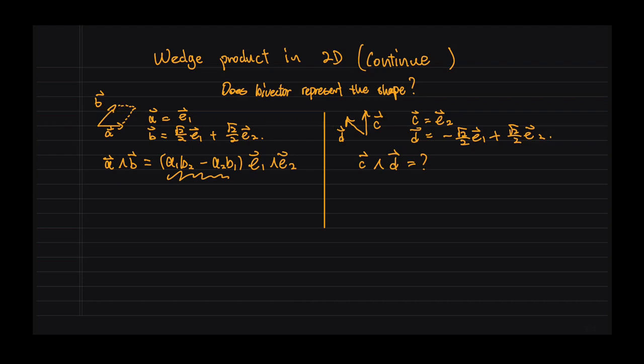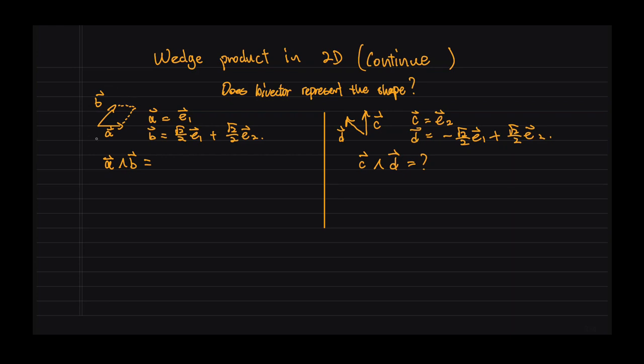This is correct, but our question is: does the same bivector represent a unique parallelogram? Spoiler: the answer is no. But let us look into it. Let's say we have 4 different vectors. We will study the case A wedge B and C wedge D, and we can see that they are pointing in different directions.